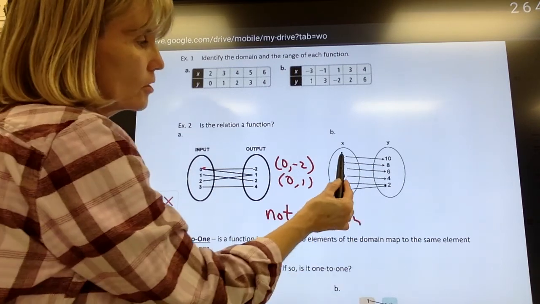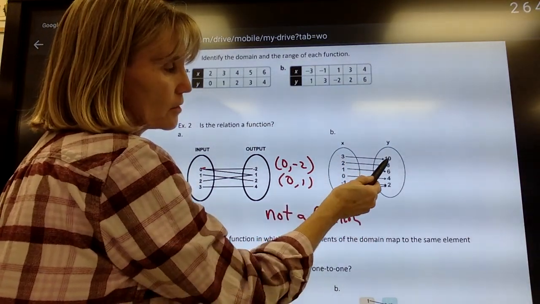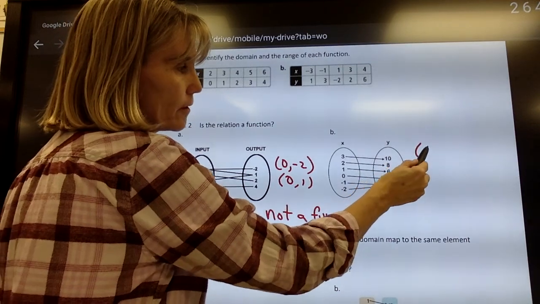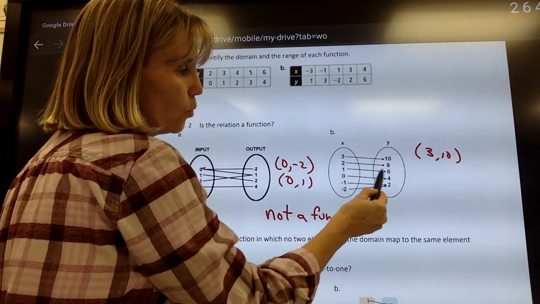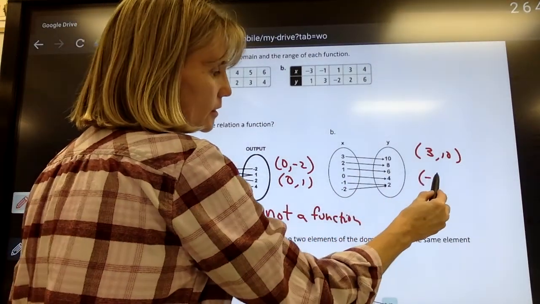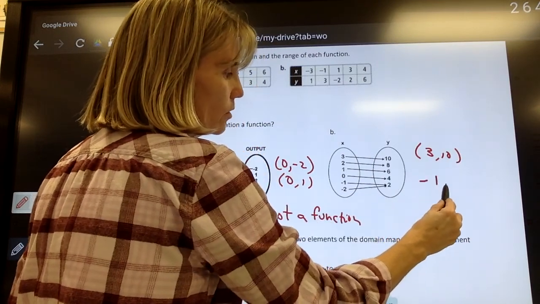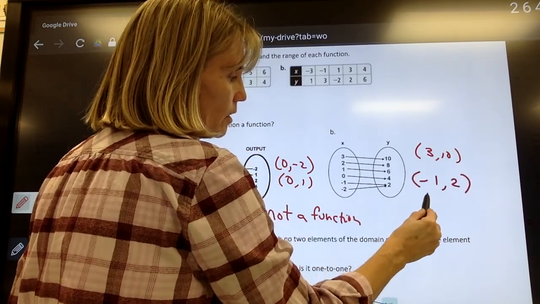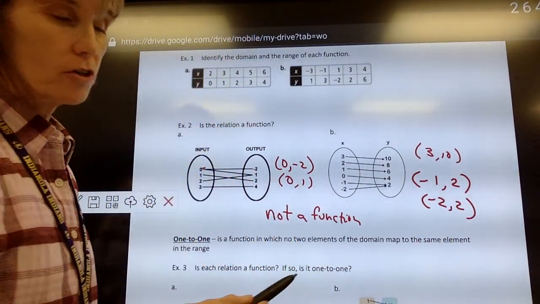Okay, this mapping, you can see you have one line going to a distinct number. So 3 is mapped to 10, so 3, 10 is an ordered pair. 2 is mapped to 8, so 2, 8, 1, 6, 0, 4, negative 1, 2. And if you look at the bottom ones here, negative 1 is mapped to 2, and negative 2 is mapped to 2. That is still a function.